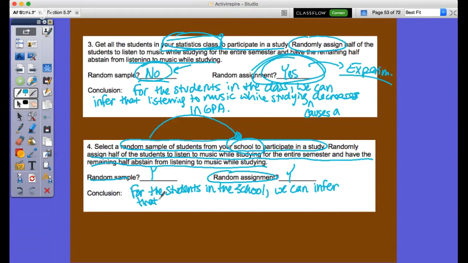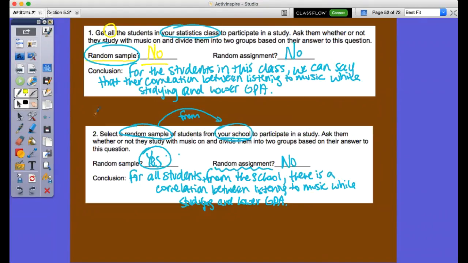For the students in the school, here we go, we can infer, again, the same result, that listening to music while studying causes a decrease in GPA. Okay? And that's important. That's important to look at. That's important to know. So as we go back here, let's just talk about this real quick. These are kind of the golden nuggets. So get these down on the side, but highlight them, okay?